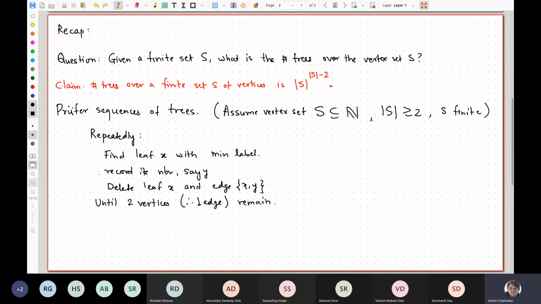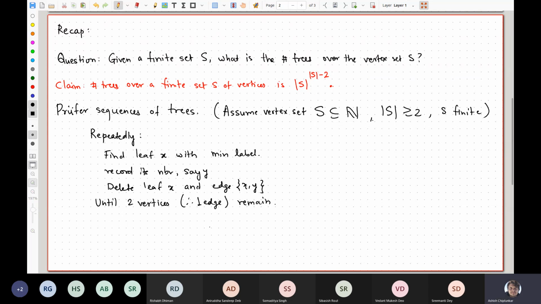So how do you define the Prüfer sequence? You find the leaf X with the minimum possible label according to whatever order you're looking at. You record its neighbor, let's say Y, and then you delete the leaf X and its neighbor edge XY, right? And then you recurse on the remaining tree. Okay, how long do you do that? Once you end up in a tree with just two vertices, which means it has just one edge, you stop. So in particular, if you started out with a tree with just two vertices, then your Prüfer sequence is empty.